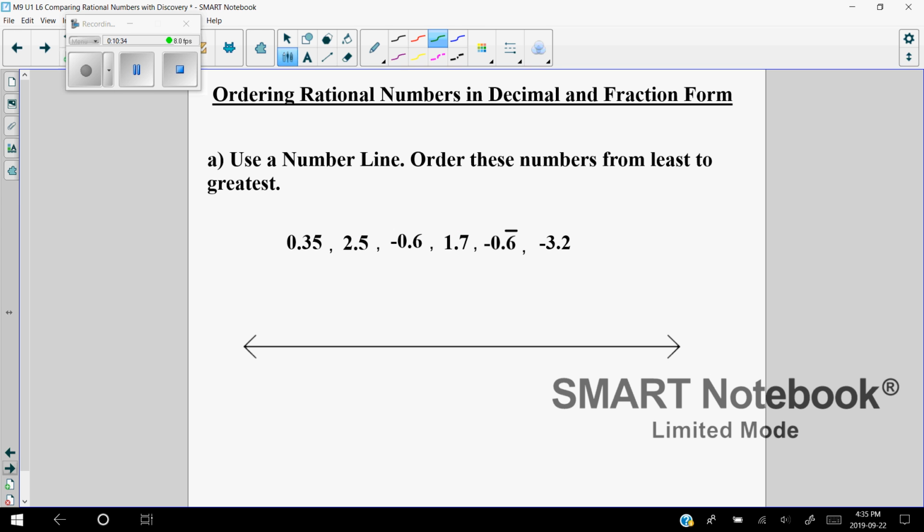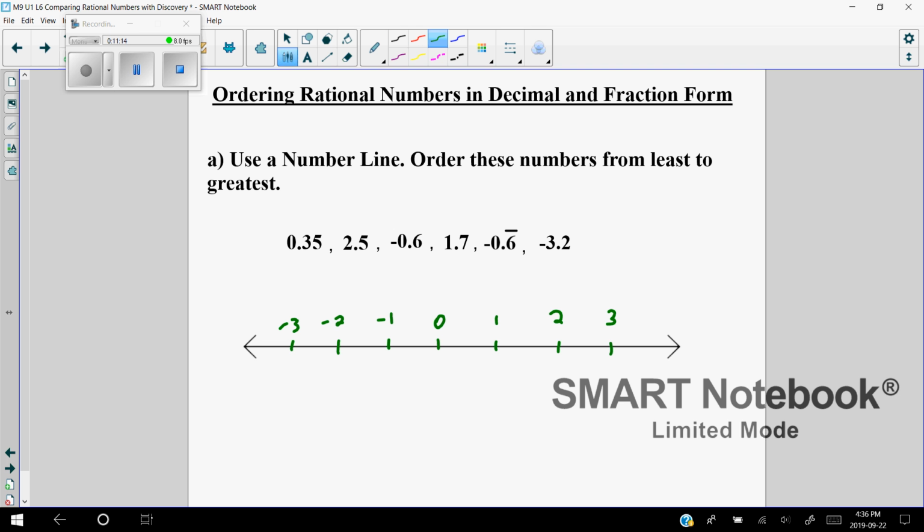All right, next thing we need to do is practice ordering numbers. Now, I find it easiest to order numbers if they are all in the same format. Notice for this one, they're all in decimals. I think that makes things easier. So the first thing I need to do is start by making some benchmarks. So I'm going to put 0 in, 1, try and make my spacing a little more even here. 1, 2, 3. And then on the other side, negative 1, negative 2, negative 3.